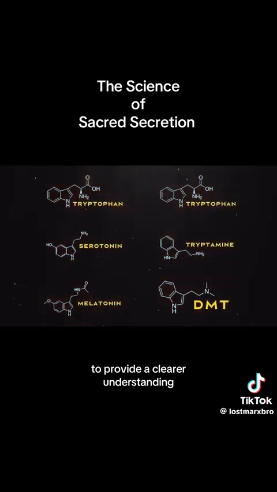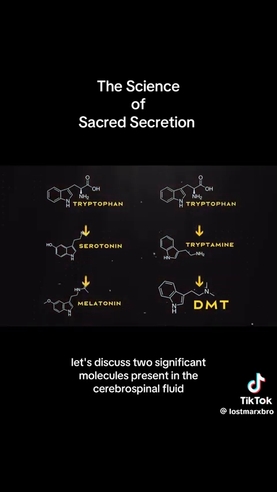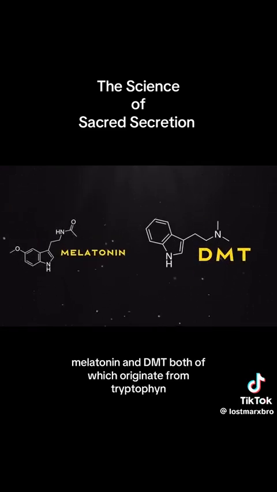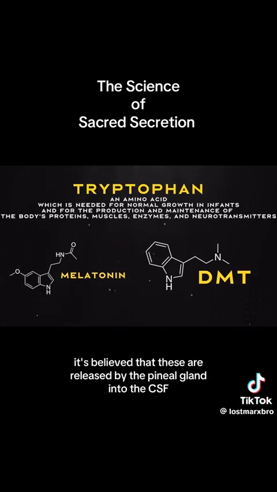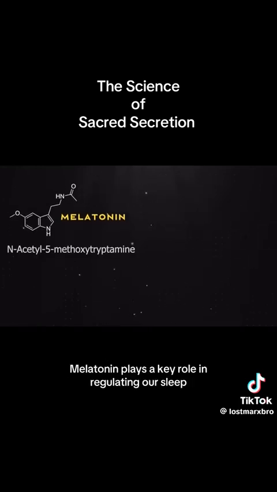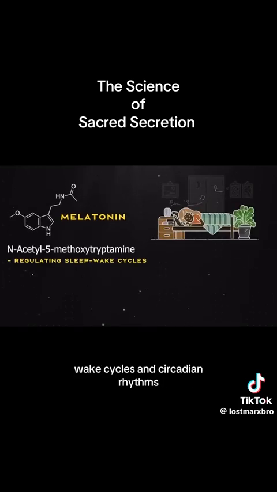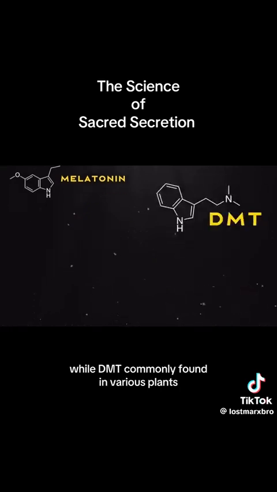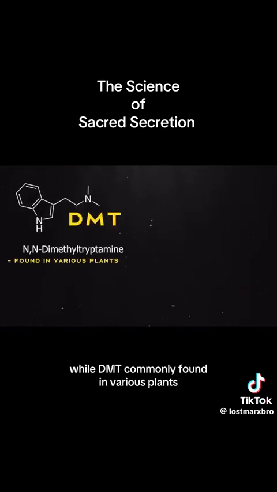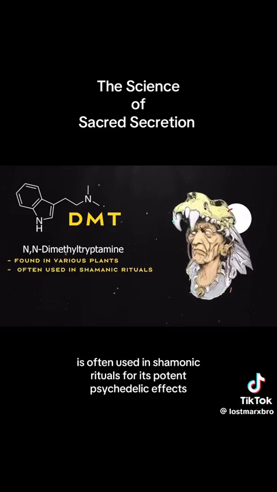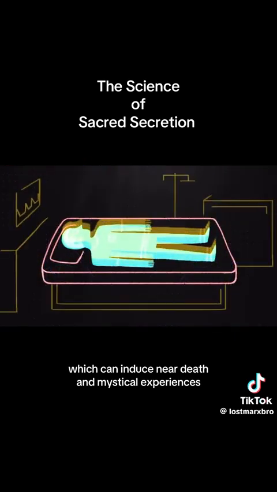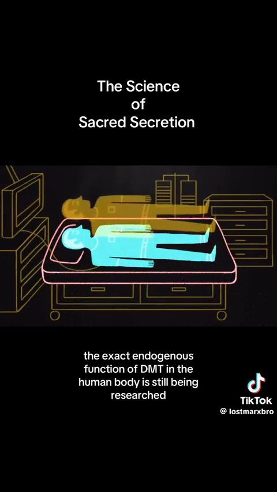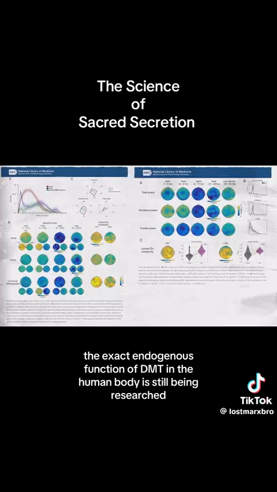To provide a clearer understanding, let's discuss two significant molecules present in the cerebrospinal fluid, melatonin and DMT, both of which originate from tryptophan. It's believed that these are released by the pineal gland into the CSF. Melatonin plays a key role in regulating our sleep-wake cycles and circadian rhythms, while DMT, commonly found in various plants, is often used in shamanic rituals for its potent psychedelic effects, which can induce near-death and mystical experiences. The exact endogenous function of DMT in the human body is still being researched.